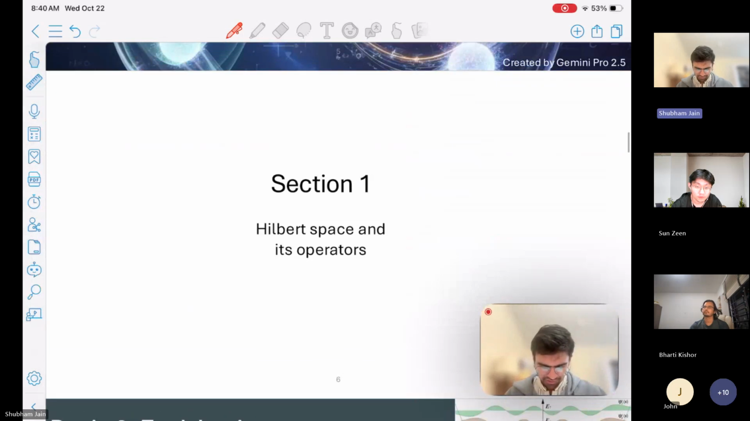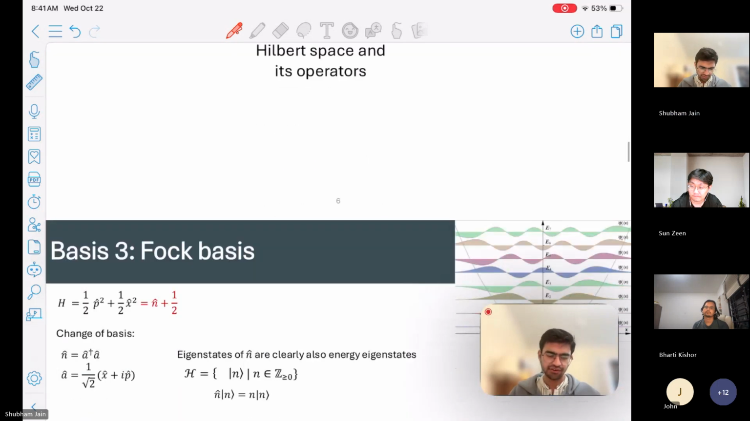Section 1: the Hilbert space and its operators. I already introduced the Hilbert space of bosonic systems, but those are not very functional, and we typically don't think of the position and momentum basis when we're thinking of bosonic encodings. We think of different bases, which I will introduce now, and I'll also tell you about some of the operators which are more useful or easier to work with.